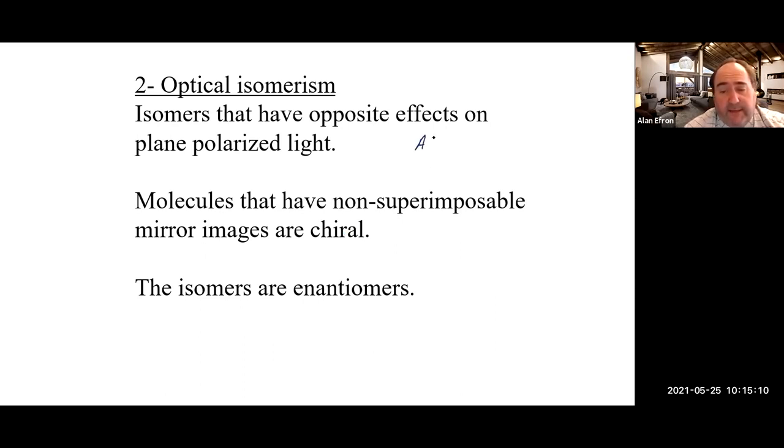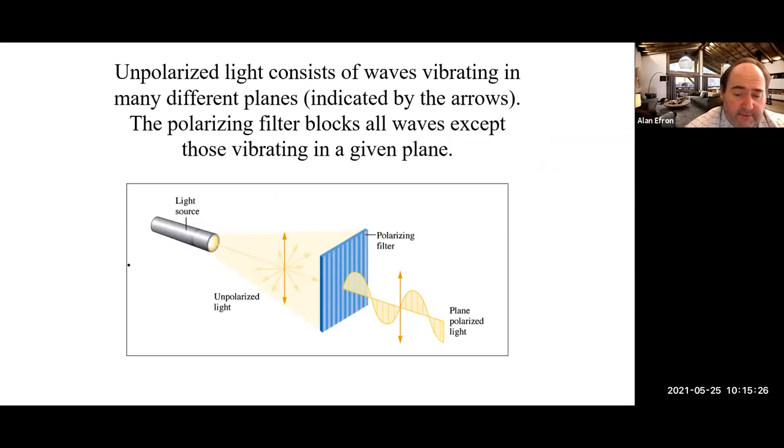Things that are referred to as being achiral are those that do have superimposable mirror images. These isomers are sometimes referred to as enantiomers, as we'll talk about.